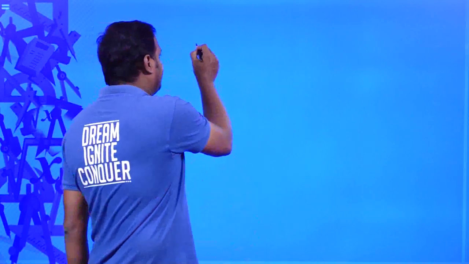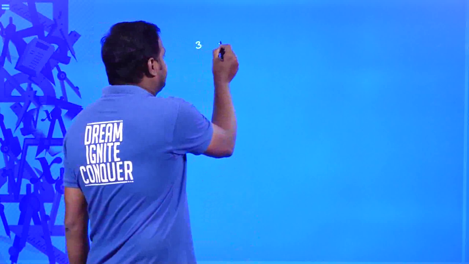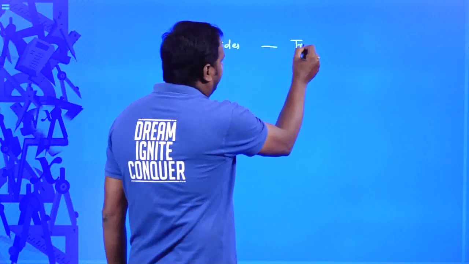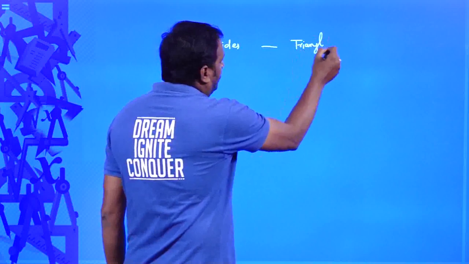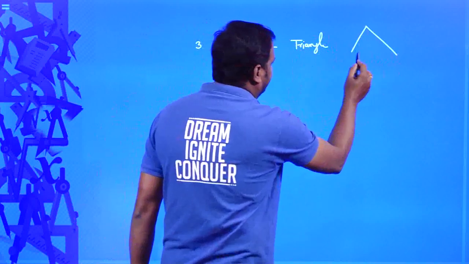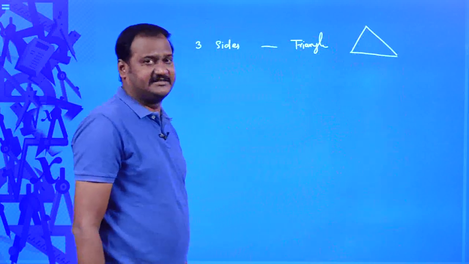So, a triangle means a simple closed figure bounded by three line segments, or else simply a polygon with three sides is said to be a triangle. Then what is that simple closed figure? Simple closed figure would be a triangle. It can be like this. Okay, that is a triangle.